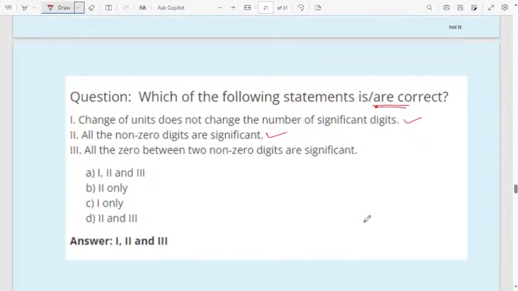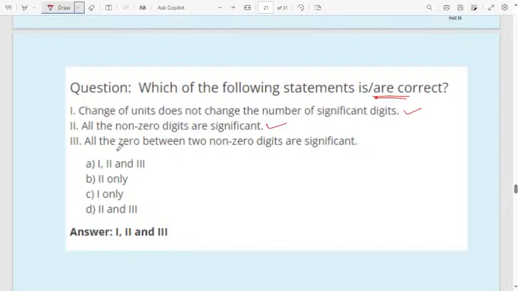Yes, all the statements are true. All the zeros between two non-zero digits are significant. This one I will give the example. The zeros between the non-zero digits, I will write 2004. These zeros we will consider as trapped zeros. Then these two are the trapped zeros between the two non-zero digits, like 2 and 4 are non-zero digits. Then these two zeros are significant. Yes, this is true.